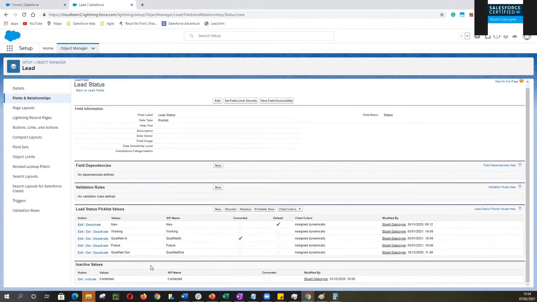I've added an extra stage called future for leads that cannot be qualified in for now, but may be in the future. For example, a Salesforce trainee or student might in the future go on to be a Salesforce user. So I want to communicate with them during my marketing nurturing process.